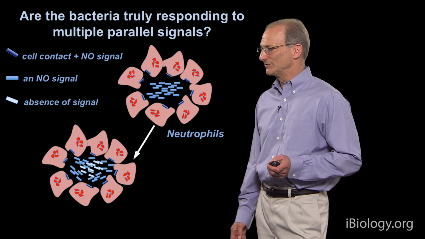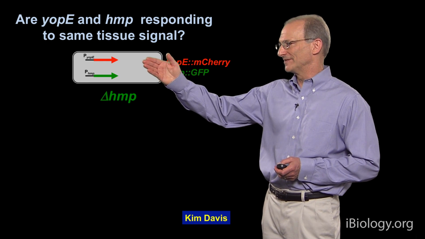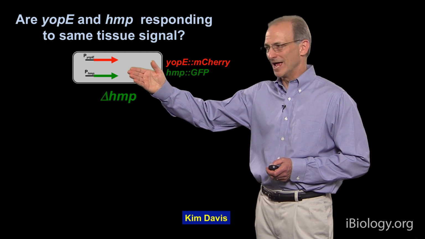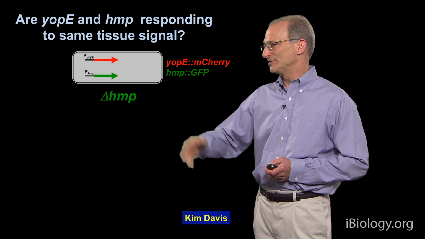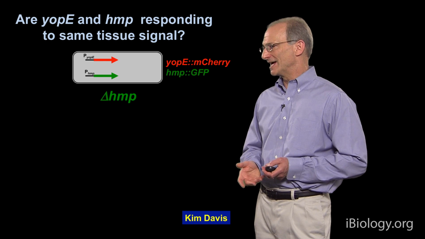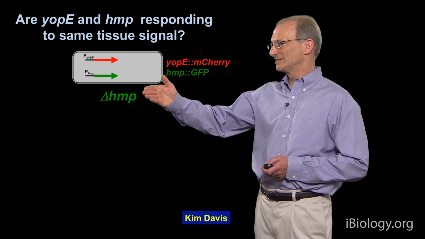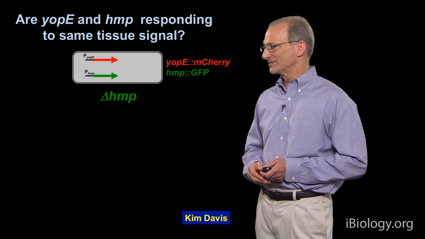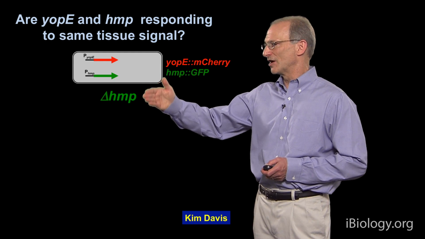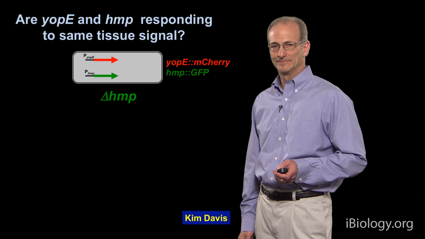So to distinguish between these two models, we set up another reporter situation. We have the cell contact signal reporter, YAP-E, now in red, and GFP now fused to HMP. We put them both into either a wild type or a delta HMP strain, and then we ask whether we see a gradient of expression like we'd seen before. If these two genes are responding to identical signals, the gradient that gets removed when we're studying the HMP gene should also be removed when we look at expression of YAP-E. However, that's not what we see.